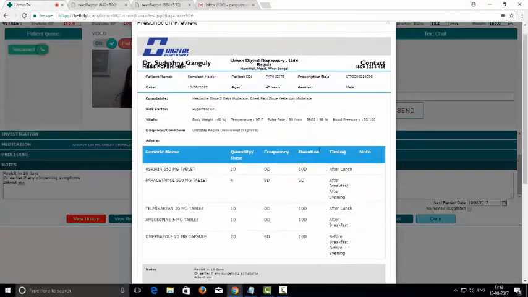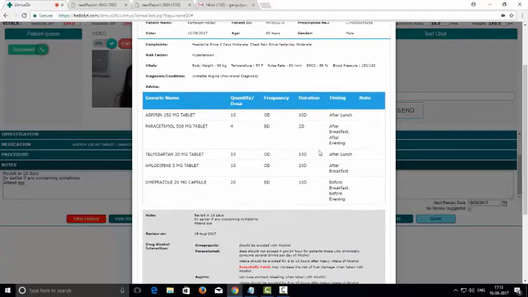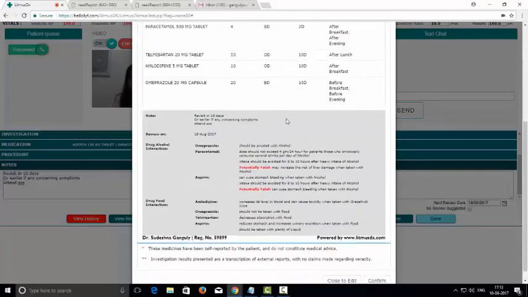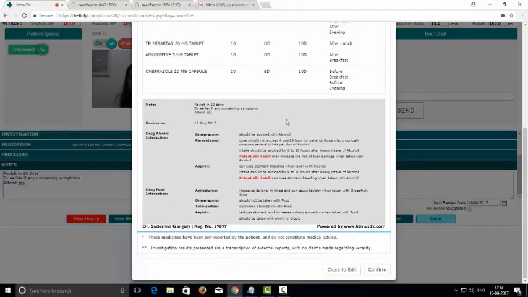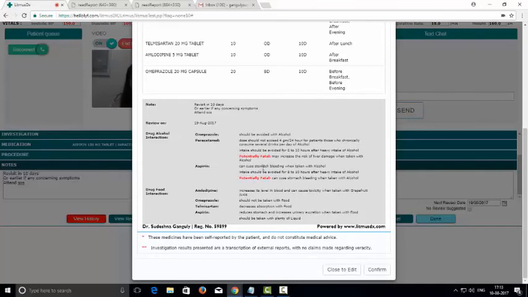I'm just getting through the prescription. It has all the risk factors, complaints, diagnosis, medications with their doses and timings mentioned adequately, along with the drug-alcohol interactions and the drug-food interactions. The review date for this patient is on the 19th of August, and he will visit us earlier if he feels the necessity to.